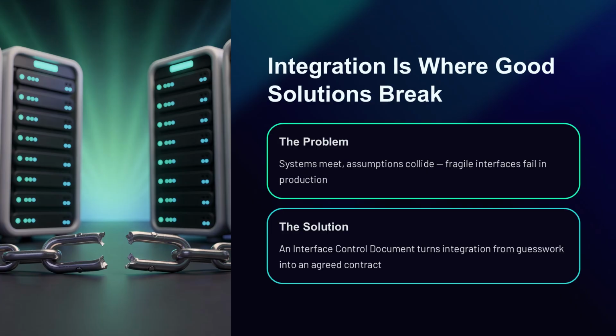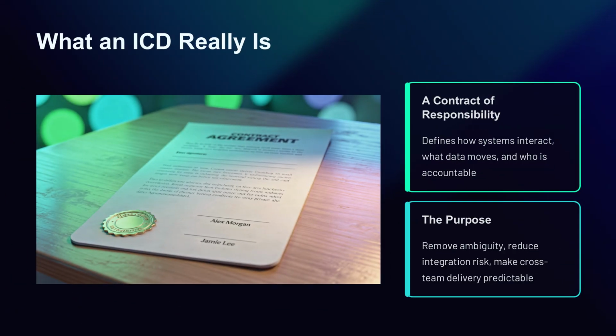An interface control document is how you turn integration from guesswork into an agreed contract. With that importance clear, you should treat an interface control document as a contract of responsibility, not as a technical appendix. It defines how two or more systems interact, what data moves between them, what rules apply to that data, and what each side is accountable for. The purpose is not to document every technical detail. The purpose is to remove ambiguity, reduce integration risk, and make cross-team delivery predictable.